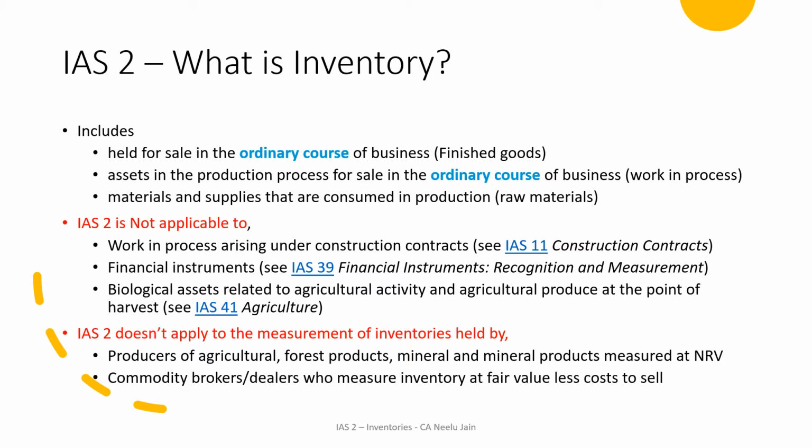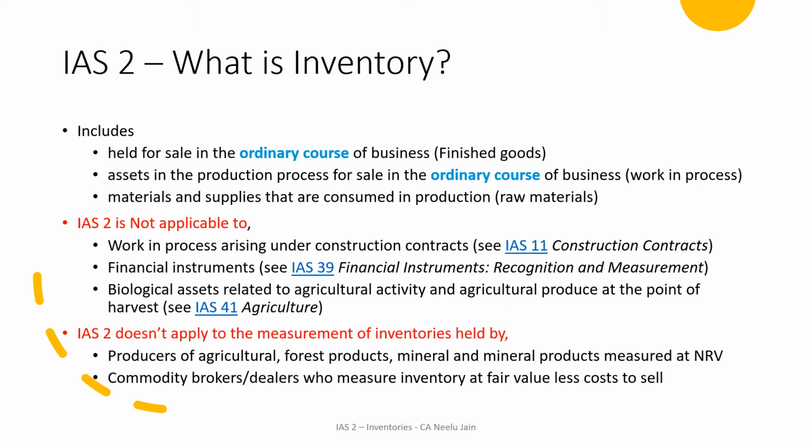However, if you notice the definition given under inventory, it specifically highlights the words ordinary course of business. It means that anything which is being sold occasionally or not in your ordinary course of business is not considered as an inventory. So inventory is finished goods, work in progress and raw materials as per IAS 2.